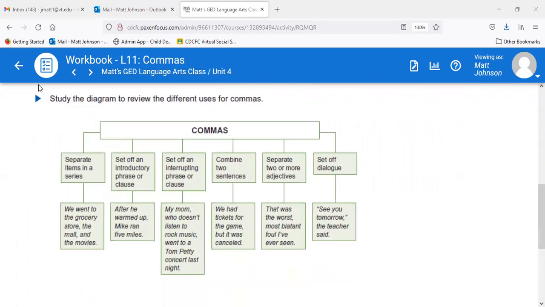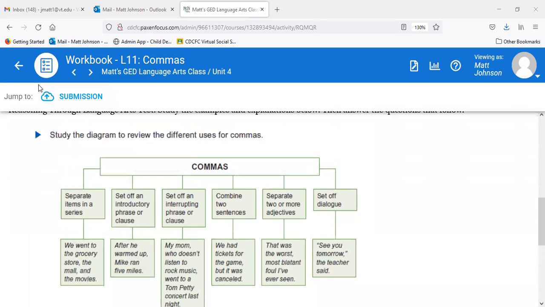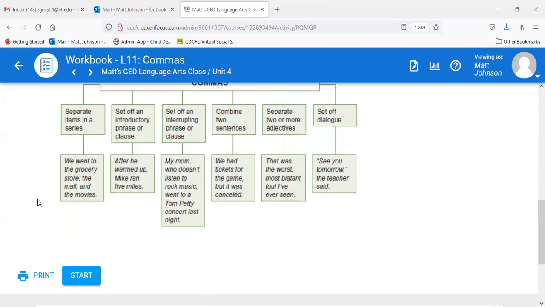And then we have a little tree here that shows you the different ways that we use commas. It separates items in a series. Our example: we went to the grocery store, the mall, and the movies. Set off an introductory phrase or clause. Again, that's one of those words like after. If you see something related to time, after he warmed up, Mike ran 5 miles. That's another introductory clause.